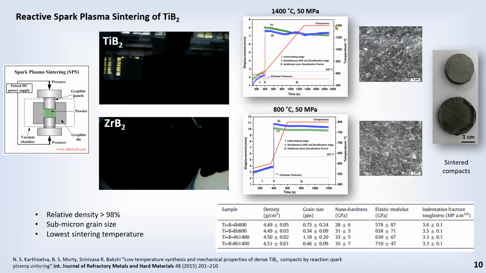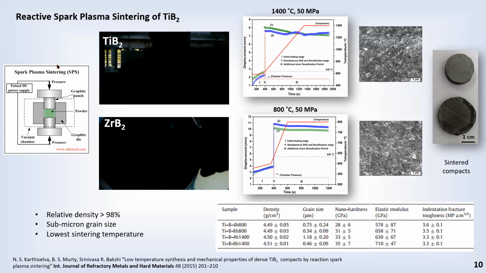Initially we did it at 1400 degrees centigrade, and since this reaction was happening at 630, then we did it at 800 degrees centigrade, and still we found a fully dense compact. So this is a very good method for sintering TiB2.